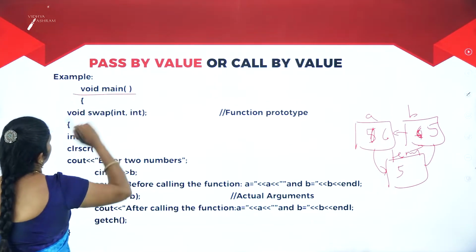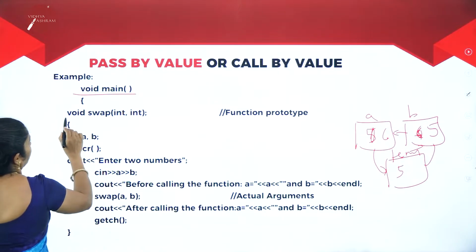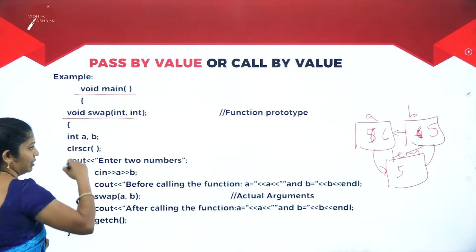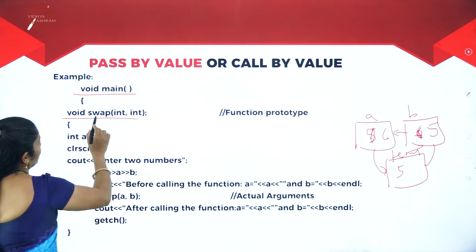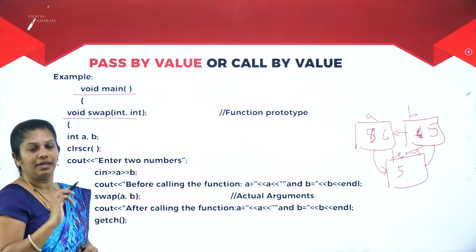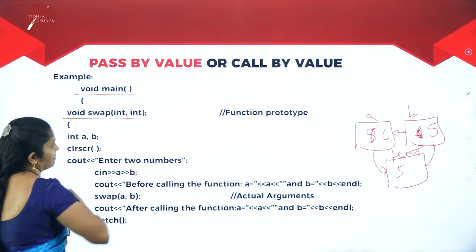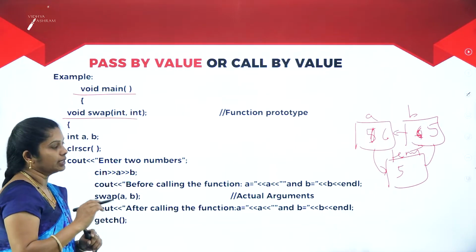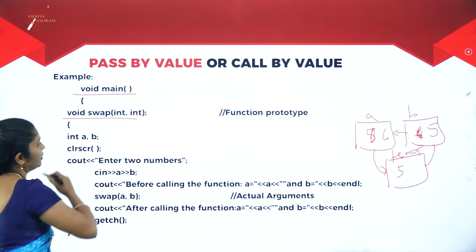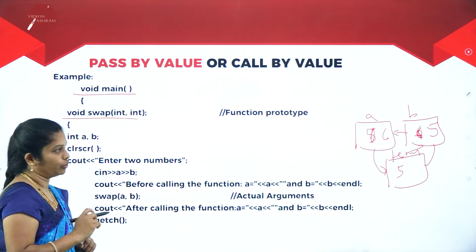First, as usual, we start with void main. Here is the prototype declaration. There is no return type specifier, there is no return value. The function name we have given is swap, and we are taking two arguments of type integer, int and int. This is called the function prototype. Before using this function, we have to declare it, and that is nothing but the function prototype.